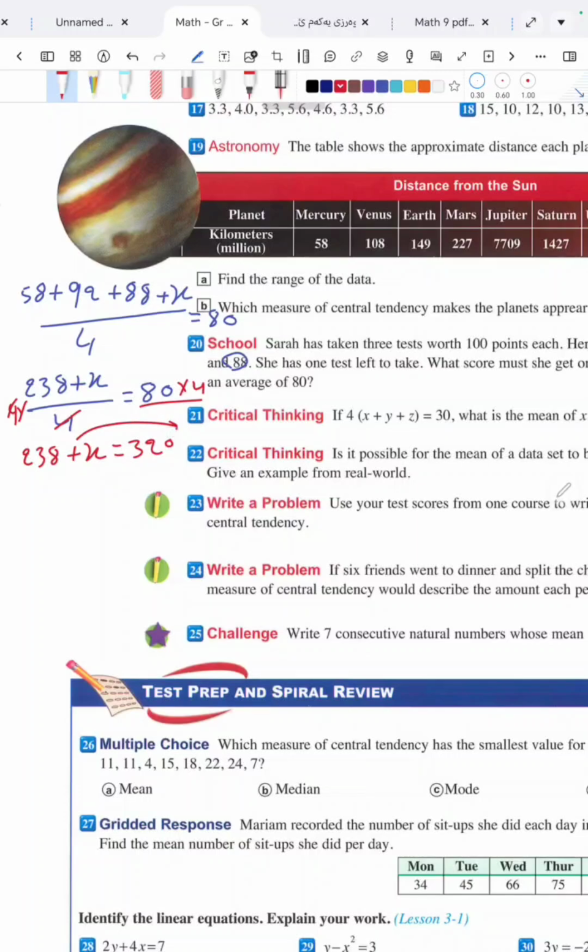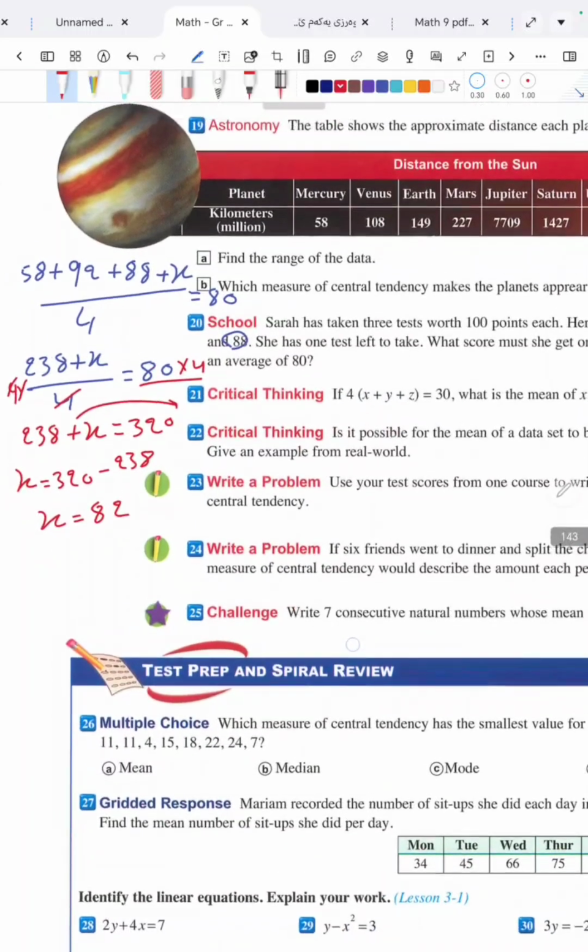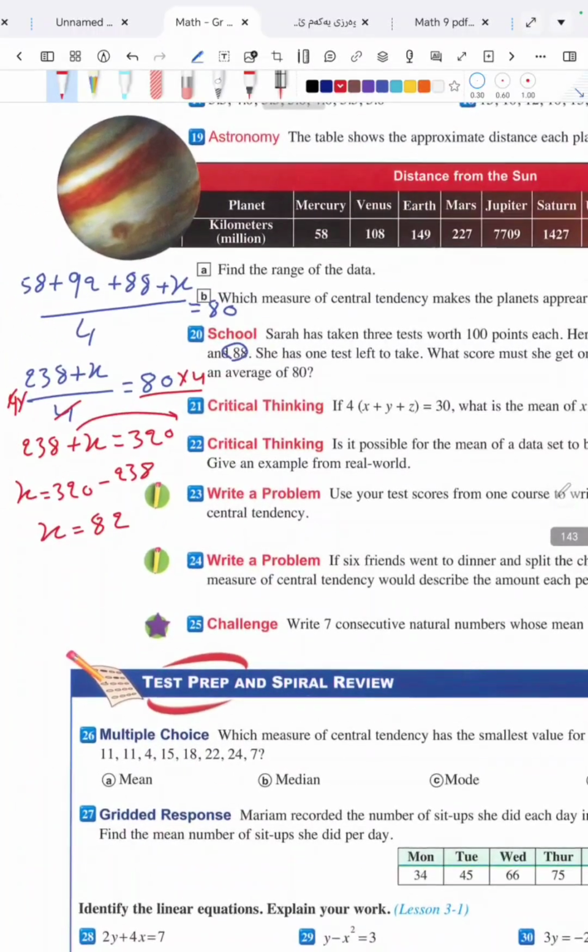Then move it to the other side. x equals 320 minus 238. x equals 82. Okay, this is about question 20.